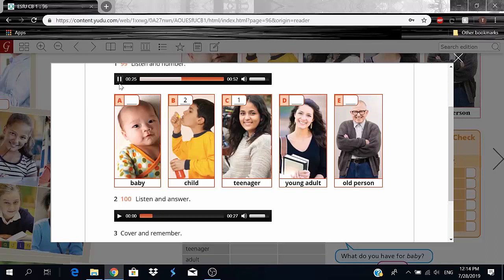He's 10. 3, It's strange, I'm 80, but I don't feel like an old person. Old person will be number 3, you guys.